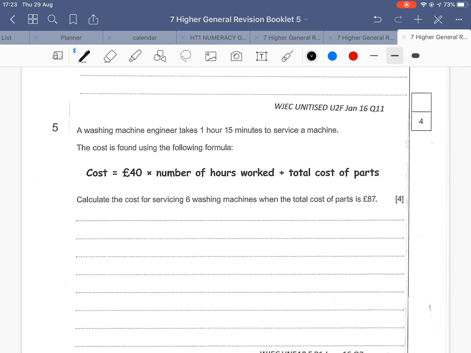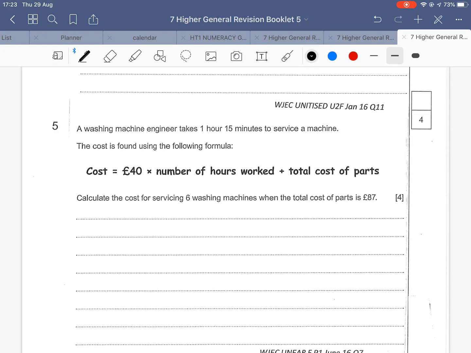Question 5. A washing machine engineer takes 1 hour 15 minutes to service a machine. The cost is found using the following formula. So the cost is £40 times the number of hours worked plus the total cost of parts. Calculate the cost of servicing 6 washing machines when the total cost of the parts is £87. So if he takes 1 hour 15 minutes to service one machine, he's servicing 6. So we need to find out how many hours it's going to take him. So 1 hour 15 minutes times 6 is 7.5 hours.